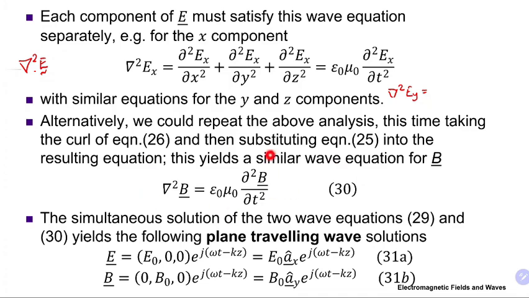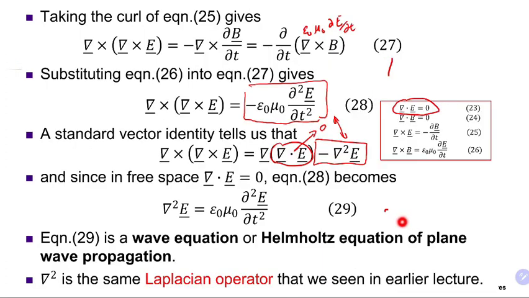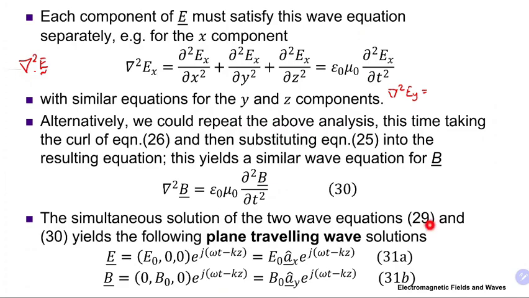And then we can do the same thing for the magnetic flux density, and we should end up with another similar equation that looks something like this. So what we're getting into is that this wave equation will have a unique solution that gives you the electric field equal to E naught in the x direction times e to the power j(omega t minus kz). So this is the solution to this equation here, and then this is the solution for the equation for the magnetic flux density.